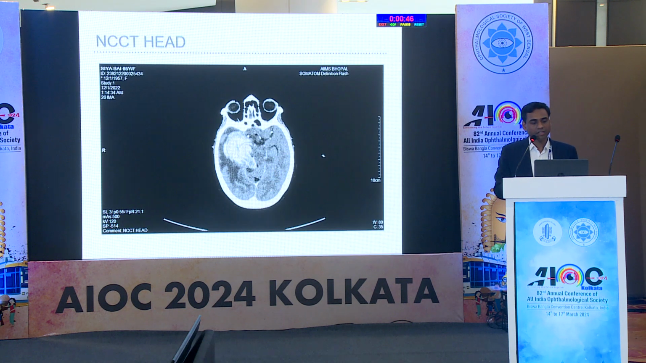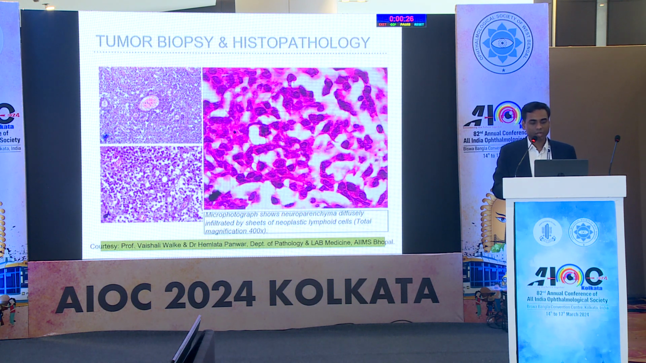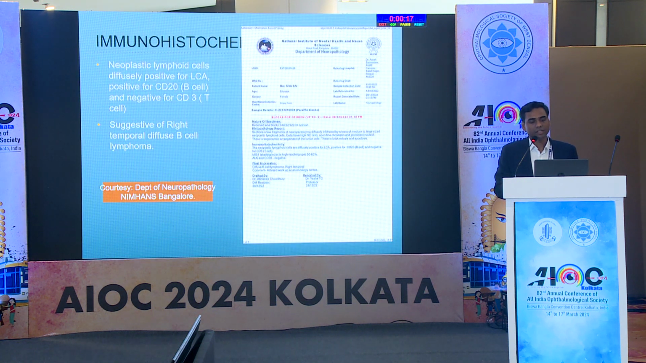Emergency CT scan revealed this large lesion in the left brain. Immediately, the patient had to be taken up for neurosurgery because there was some associated uncal herniation. The squash cytology suggested a neoplastic lesion with morphological features of high-grade malignancy. Tumor biopsy and histopathology showed the neuroparenchyma diffusely infiltrated with neoplastic lymphoid cells. Immunohistochemistry confirmed our doubt: it was LCA positive, CD20 B cell positive and negative for CD3, suggestive of a right temporal diffuse B cell lymphoma.